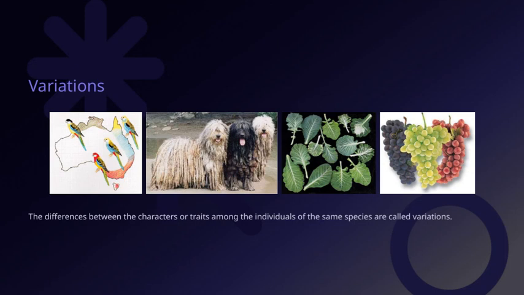Now, let's talk about variations. These are the differences you see between individuals of the same species. Essentially, variations refer to the unique traits or characteristics that set one individual apart from another. They can be things like eye color, height, or even certain behaviors. Recognizing these differences is important because it helps us understand how species adapt and survive in different environments. Throughout this presentation, we'll see how such variations contribute to the diversity of life and play a key role in evolution. So, keep in mind that variations are the natural differences among individuals that make each one special.